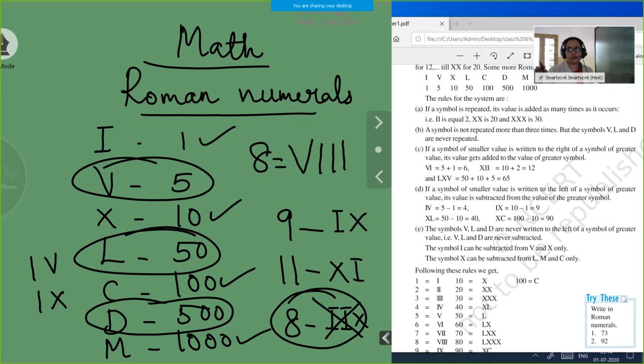If a teacher is giving 15, some children will write VV. That is a wrong way. Okay? We cannot do like that. We will write XV for 15. X is 10, then V is 5, so 15. XV makes 15. That is the correct way.